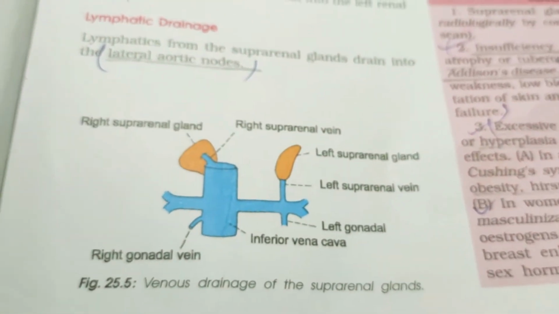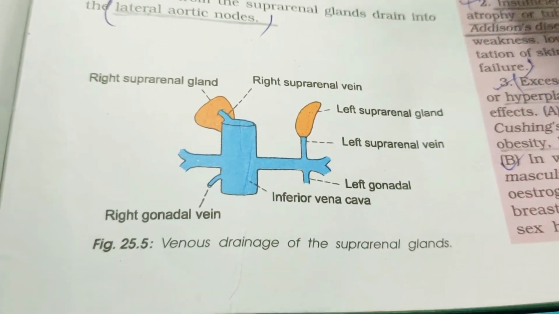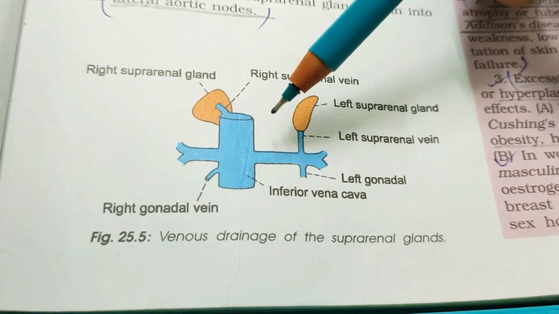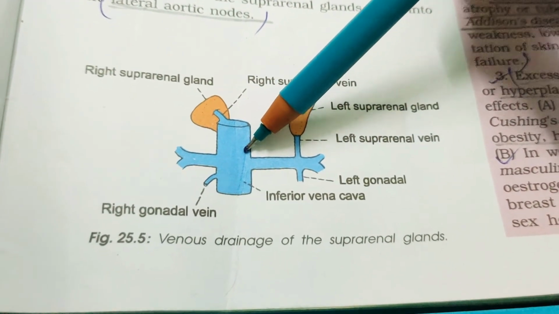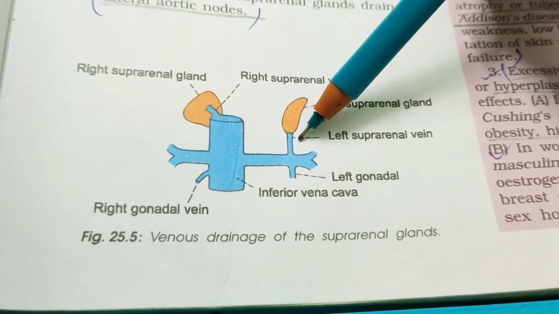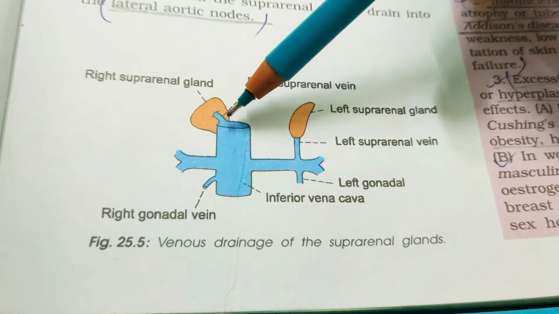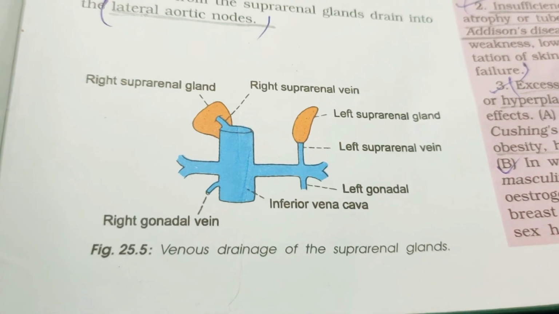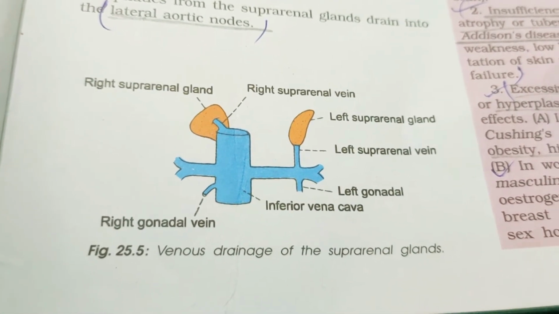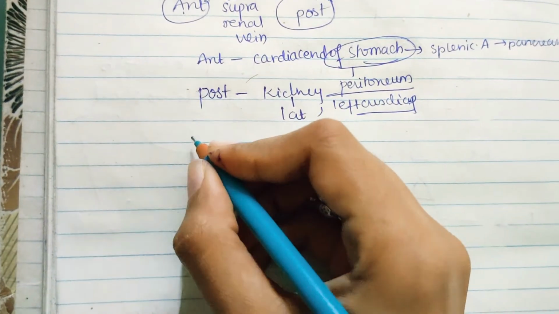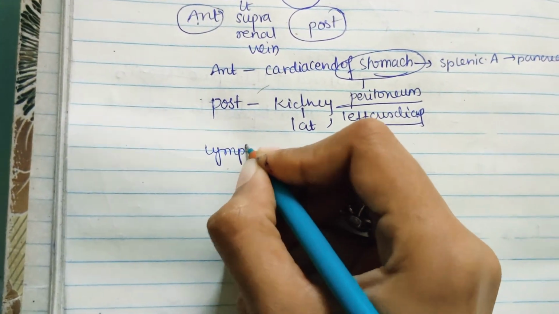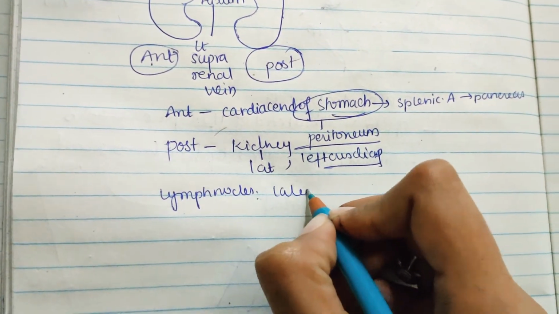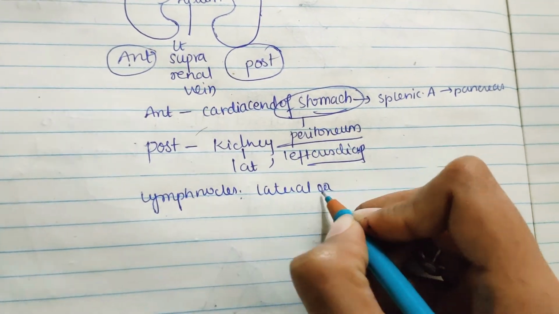Now coming to the venous drainage. The venous drainage is done by the right suprarenal vein, which is draining into the inferior vena cava, and the left suprarenal vein, which is draining into the left renal vein. Now coming to the lymphatic drainage. The lymphatic drainage is by lateral aortic nodes. So let us write it out here: lateral aortic nodes.